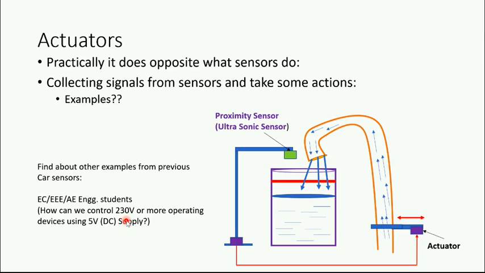How can we control 230-watt or higher-rated operating devices using a 5-volt DC supply? You think about it, okay? How can we control 230-watt or more operating devices using a 5-volt supply, okay?